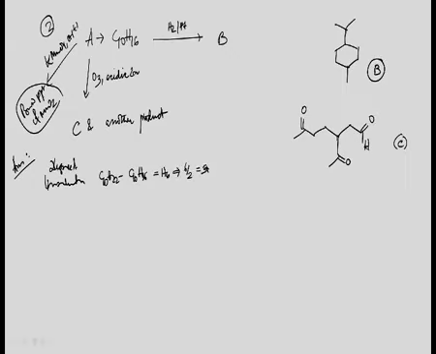Now, the structure of B is given. So, B contains one cycle. So, this cycle is one unsaturation. So, the number of double bonds will be 3 minus 1, with the cycle. So, 2 double bonds are present, and this is where the main aldehyde components are coming from.